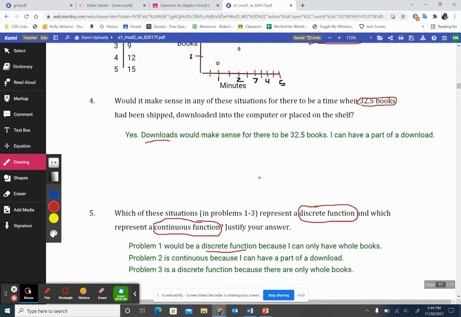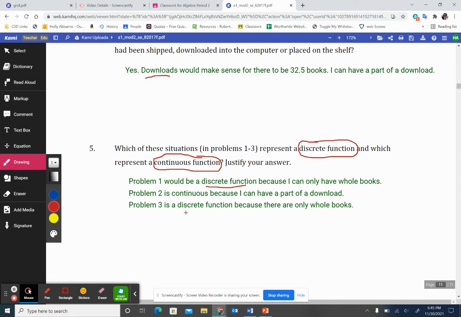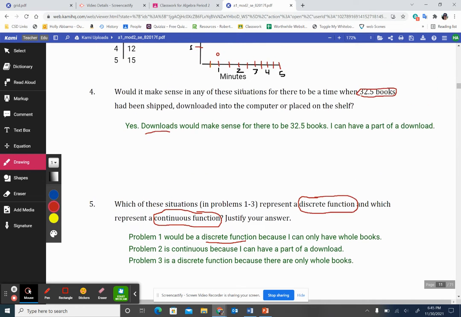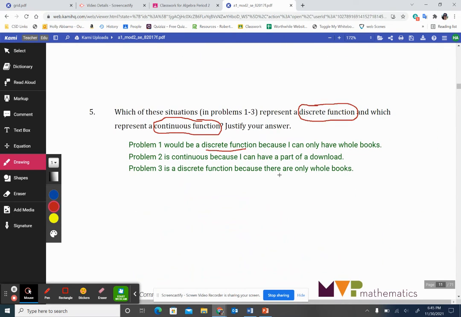All right. And then problem 2 was the downloads, and you can have a partial download. I can have 32.8 books downloaded. I can have 46.7 books downloaded. So that would be considered continuous. And problem 3, again, that's when they're putting those books back on the shelf. They're putting back 3 books per minute. They're not going to put back a partial book. So again, that one is going to be a discrete function.